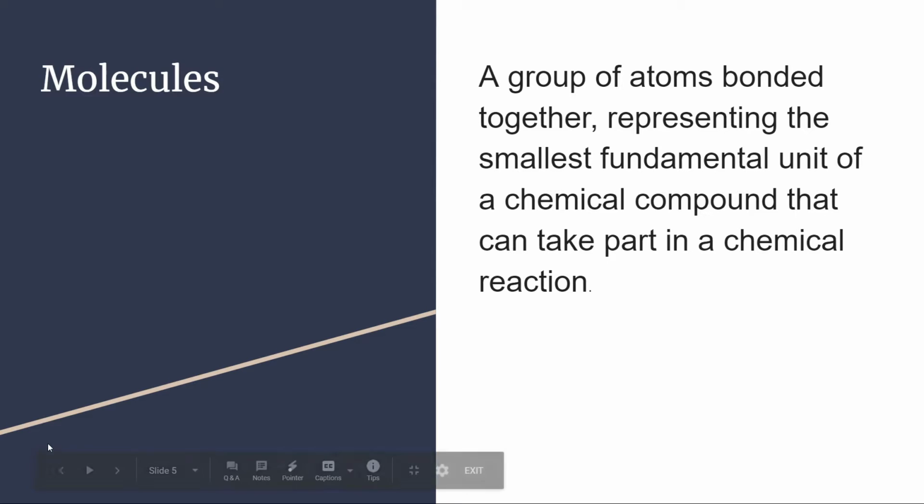We wrote the smallest fundamental unit because when we do chemical reactions, when we mix one chemical solution with another, the molecules are the ones that react, not the atoms. Hence, we use the word fundamental because if we have only the smallest unit, that would be atoms. The atoms are the smallest units, but the molecules are the smallest fundamental unit.